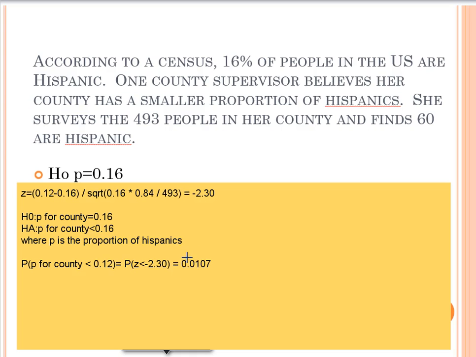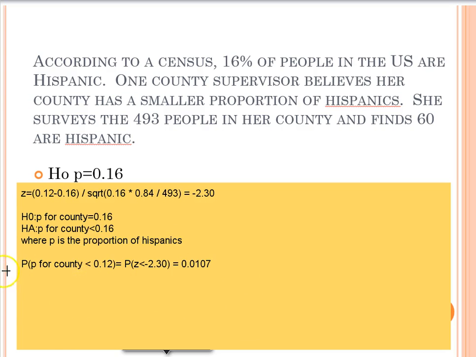It's the probability that we would see a sample that we do if the null hypothesis is true. Now you can see that it's a really, really tiny probability. So either we do have a really unusual sample or we made a bad assumption in the null hypothesis. Since we think we sampled randomly and independently, then it's more likely than not that we made a bad assumption and our alternative is true. So our alternative is that the population proportion of Hispanics for the county is in fact less than 16%.